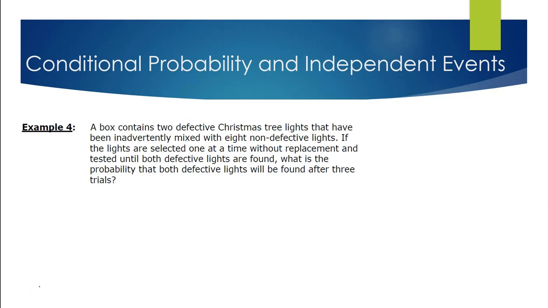So for that one, I have to assume that I didn't get a situation where I picked the 2 defects on the first 2 picks, because it would be pointless to pick any others after that. After I found my 2 defects, I know that at that point I found them all. So I have to look for 2 very specific instances where I have 2 defects and 1 non-defect out of 3.